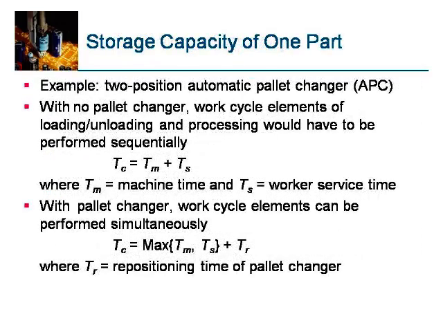Storage capacity of one part, for example a 2-position automatic pallet changer, APC. With no pallet changer, the work cycle elements of loading, unloading and processing would be performed sequentially: Tc equals Tm plus Ts, where Tm is machine time, Ts is workstation time, and Tc is cycle time. With a pallet changer, the work cycle elements can be performed simultaneously, so Tc equals the maximum of Tm or Ts plus Tr, where Tr is repositioning time.